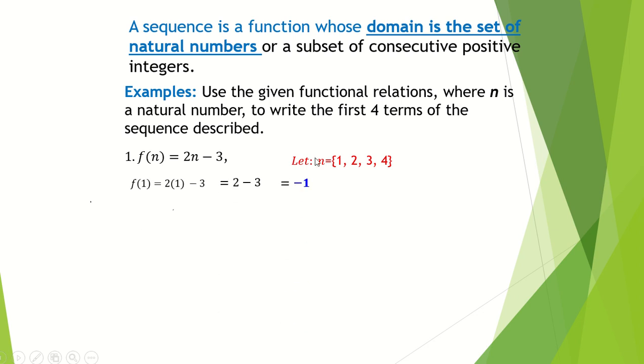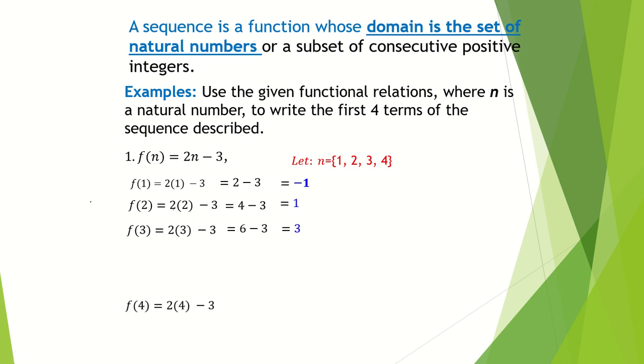1. To solve for the second term of the sequence, replace n with 2, and that will give you 1. Next, for the third term, substitute 3 to n. You will have the third term, 3. And the fourth term is 5. So therefore, the sequence is negative 1, 1, 3, and 5.